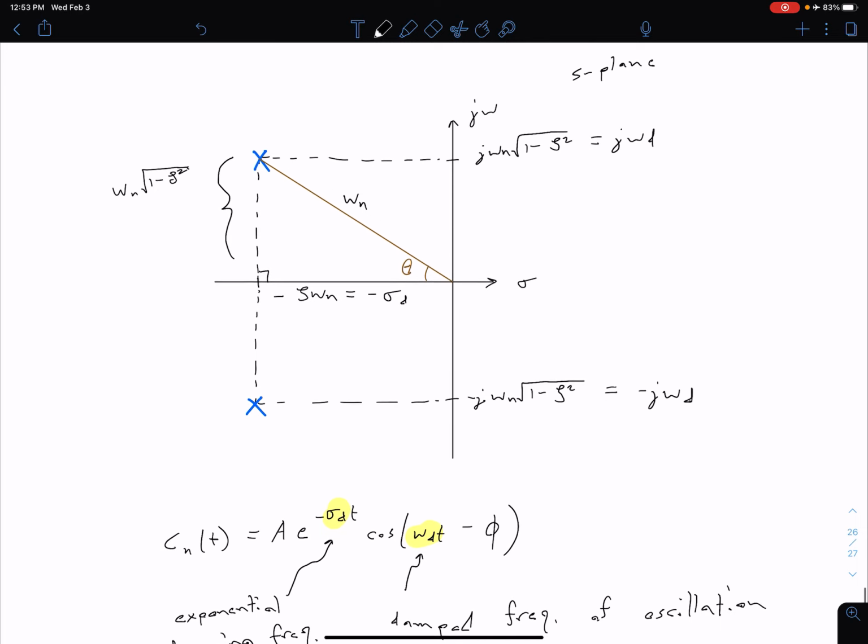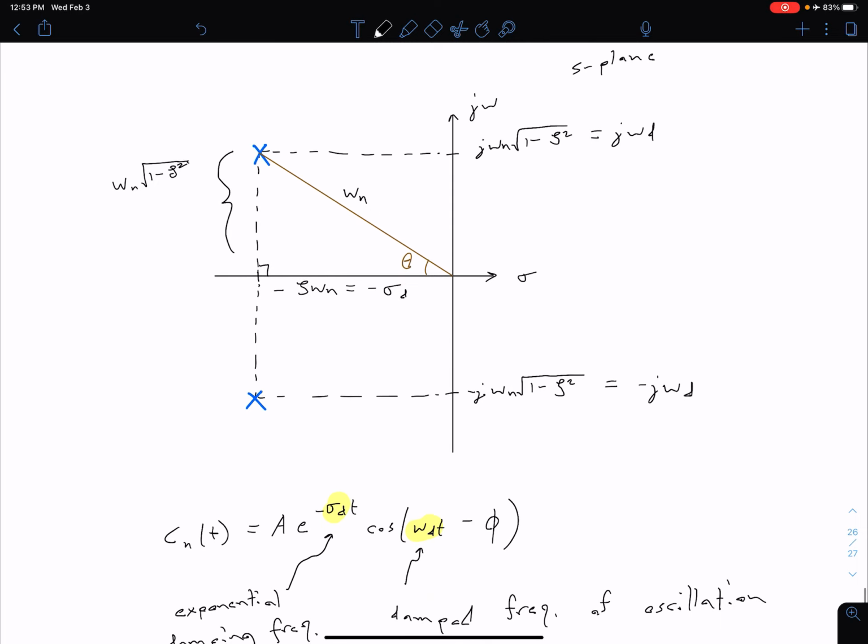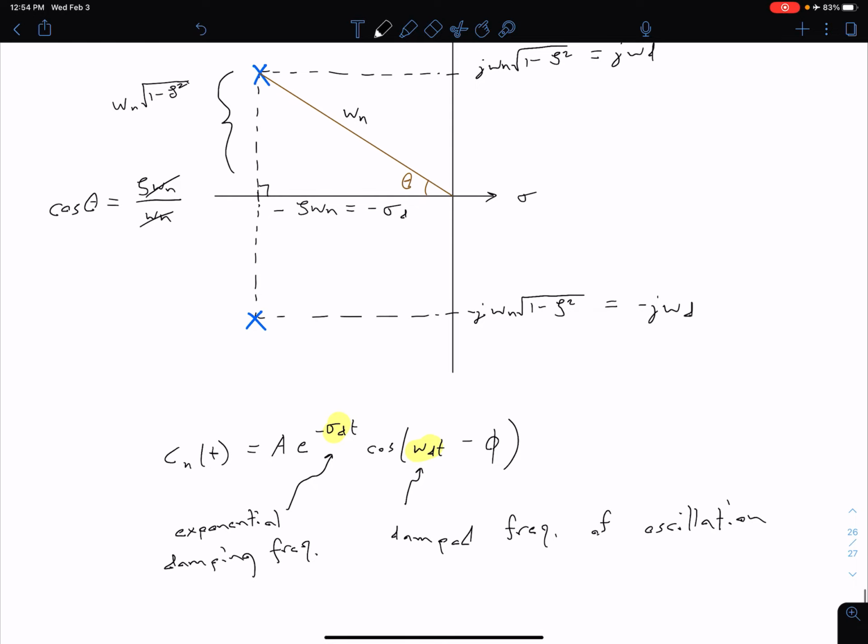Now, similarly, we can find the angle theta. So now that we know the distance of the hypotenuse, we can say that the cosine of theta is equal to adjacent over hypotenuse. Adjacent here is this negative zeta omega n, but we don't need to keep that negative sign because, again, we're in this second quadrant. So we have the absolute value of that, which is zeta omega n divided by omega n. We see the omega n's cancel out. So what we have is that the cosine of theta is equal to our damping ratio zeta.